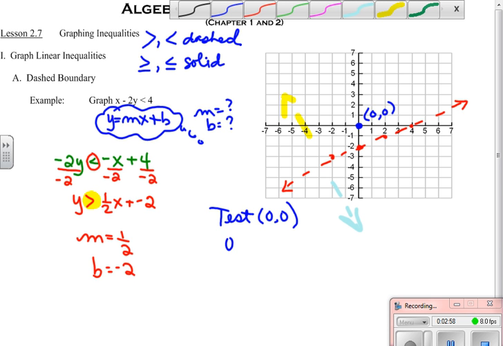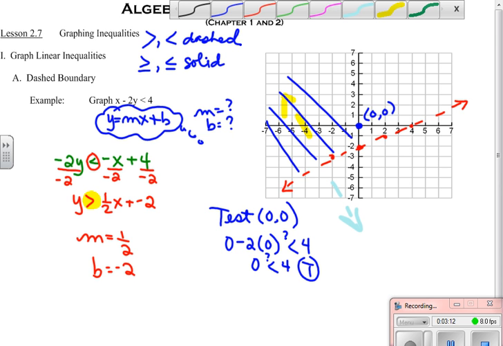So what I'm going to do is take my original inequality. Is 0 minus 0 going to be less than 4? Is 0 less than 4? And that is true, so that means that every single point on this side will make it true. And you just go ahead and shade that part of things.